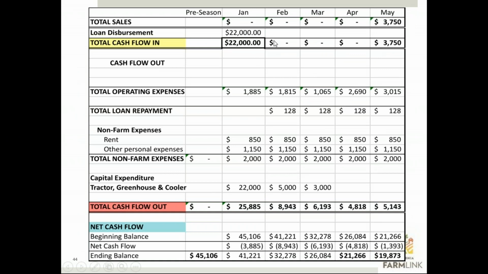he got the $22,000 loan, which basically covers the cost of the tractor, and then his equity or investment is being used to purchase the greenhouse and the cooler. So of the $30,000 total cost for these capital expenditures, he is putting in $8,000 of the $30,000.